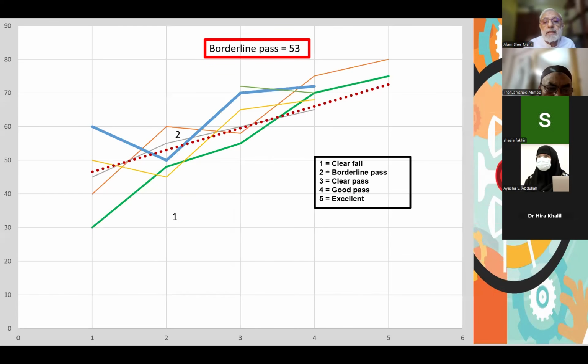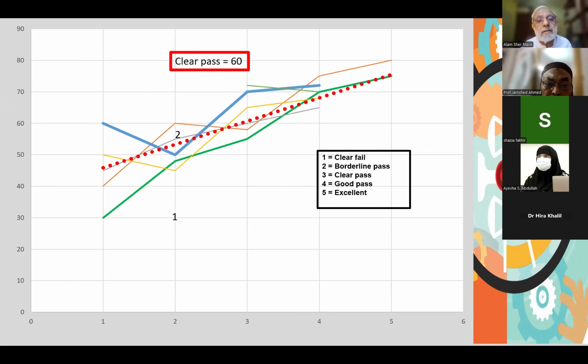They can do it in different ways as well, like the same example but in a line graph, where the borderline pass is 53. We can also do it for others as well, like clear pass would be 60, the same example, right? So this would be the borderline regression for OSCE, and it would be different for each station, right? Because their assessment would be different for each station.